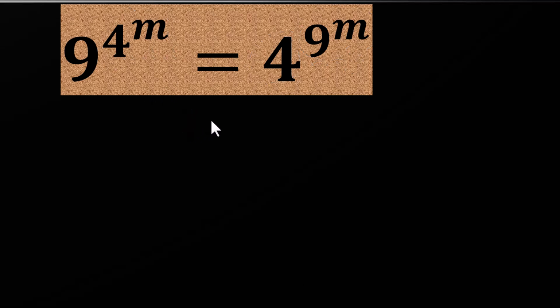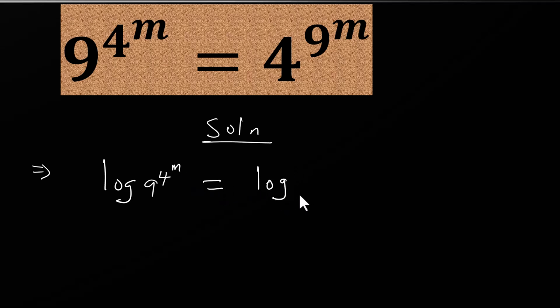Now, anytime we have powers and we want to bring them down, the only way out is to take log on both sides. So we have powers here and we want to bring them down, so I'll take log on both sides. That will be log 9 to 4 to the power m equals log 4 and we have 9 to the power m.